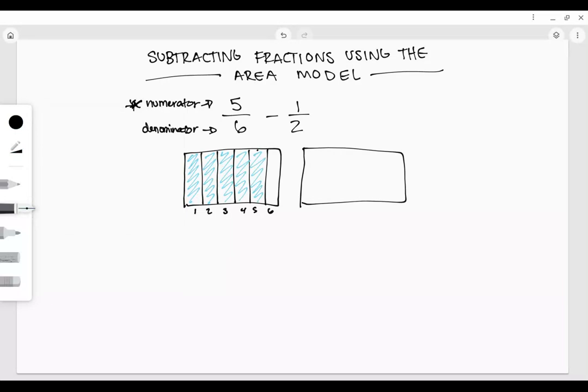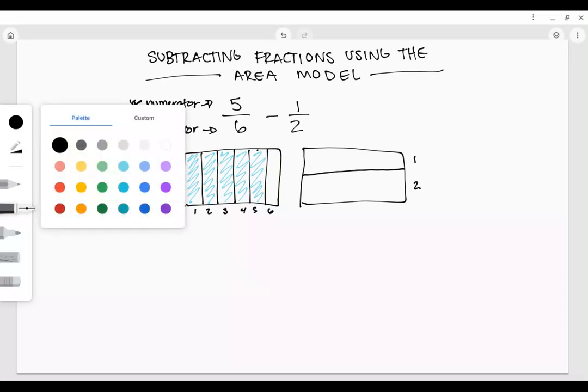And now we're going to do the same thing to our other rectangle. So again, 2 is our denominator here, and 1 is our numerator. And we're going to use our denominator to figure out how many pieces we need to divide this rectangle into. So our denominator here is 2, which means we need to divide our rectangle into 2 equal parts. So I'm going to draw a horizontal line, and this is my 1 and this is my 2.